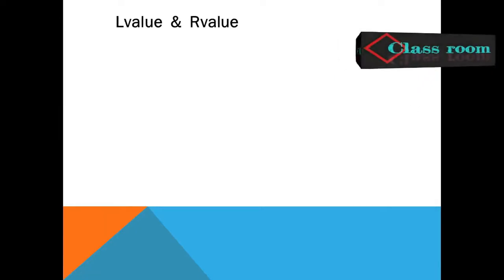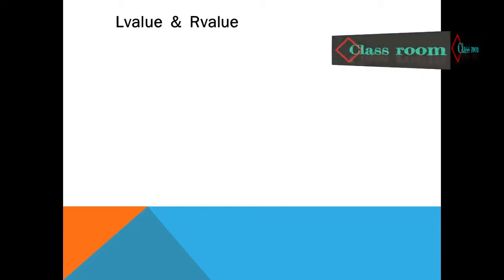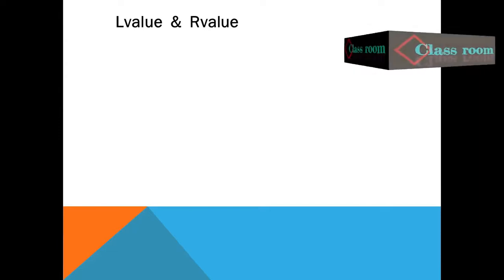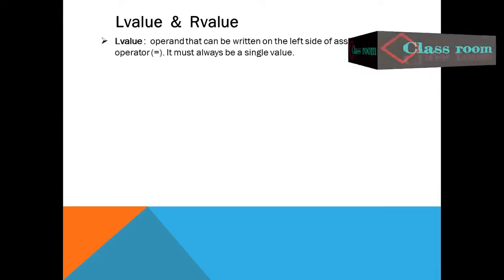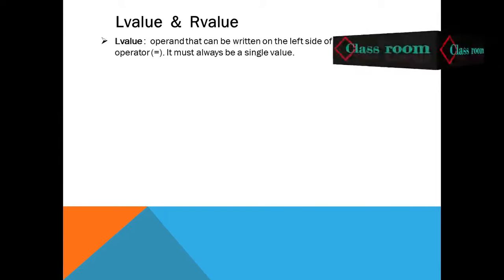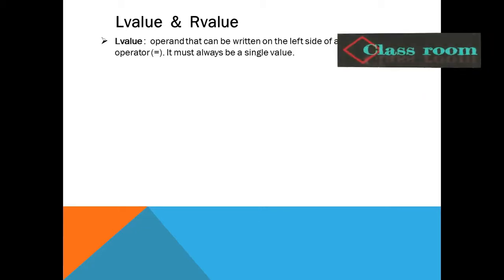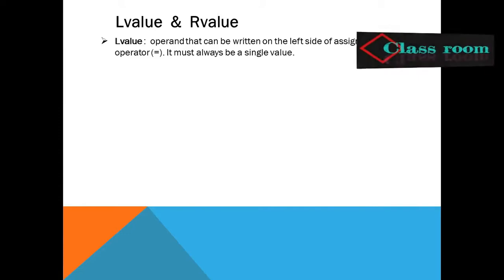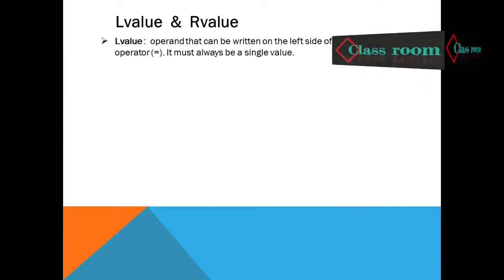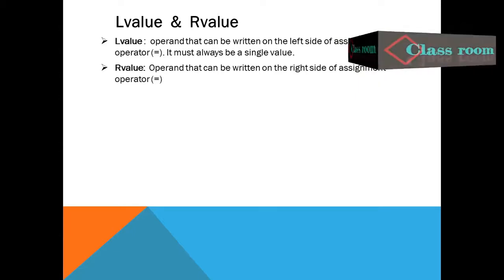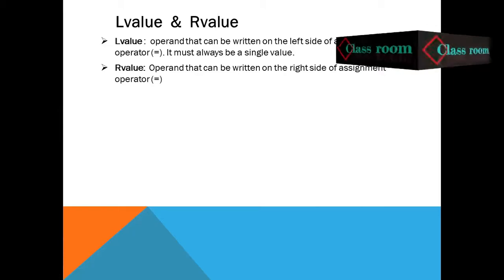Now there is another concept of L value and R value. Very simple concept, I think everyone knows about these values. L value is the operand that can be written on the left side of the assignment operator. Okay, the left side operand value is called L value. It must always be a single value. You cannot add an expression on the left side, it must be a single value. And R value is the operand that can be written on the right side of the assignment operator.